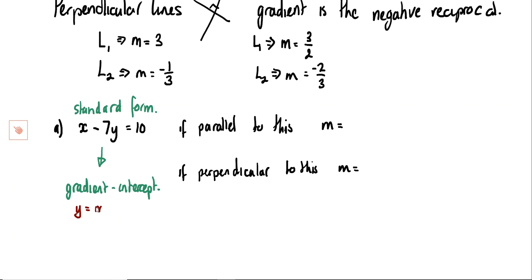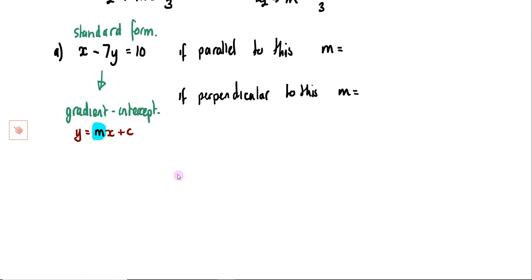Y equals mx plus c. Yeah, that's the form we want to be in. So we need to get from x subtract 7y equals 10 to y equals mx, and then I know what the gradient will be. It will be the m. All right? So once it's in that form, I know the gradient easily. So first step, let's rearrange x minus 7y equals 10. Let's rewrite that in the form of y equals mx plus c.